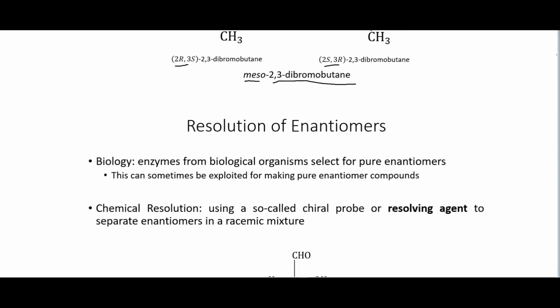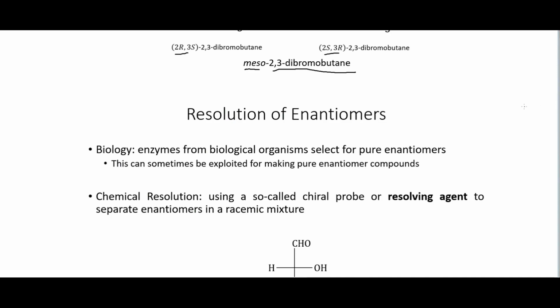All right, so I hinted at this above, so this separation of enantiomers, so trying to get a pure enantiomeric mixture, is called the resolution of enantiomers. And so biology does a really good job of this, and I discussed this a little bit in a previous video, that enzymes from biological organisms select for pure enantiomers. And so this can sometimes be exploited for making pure enantiomer compounds.